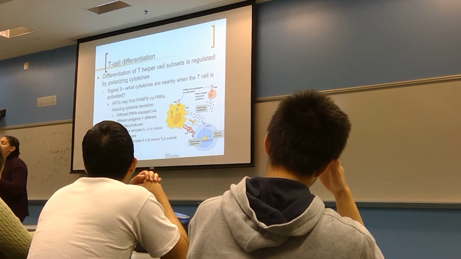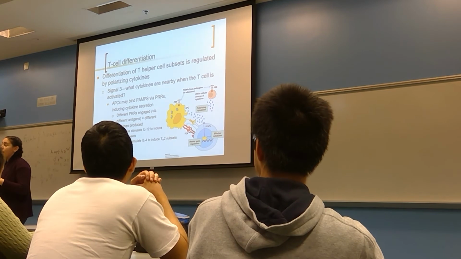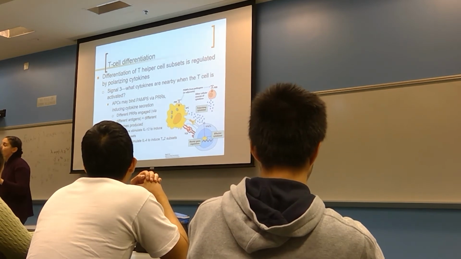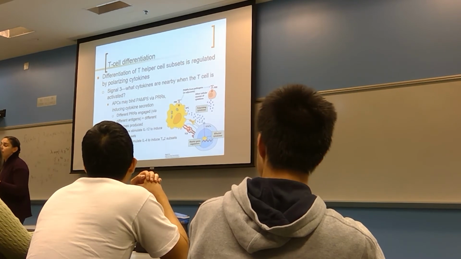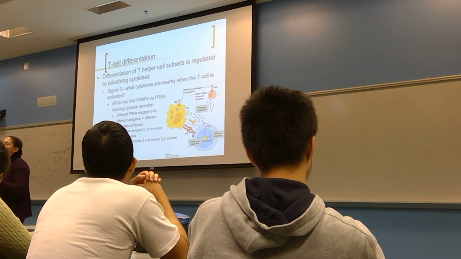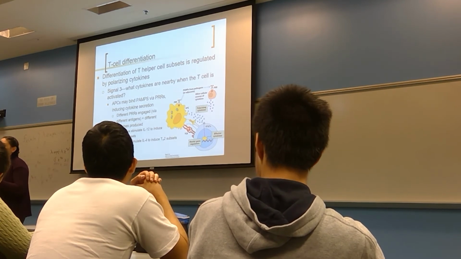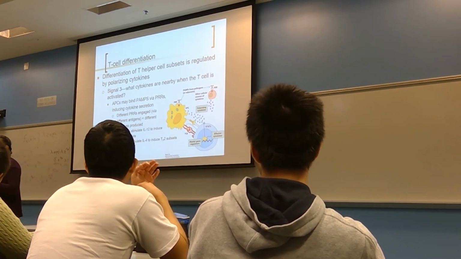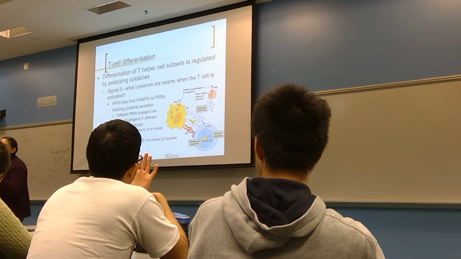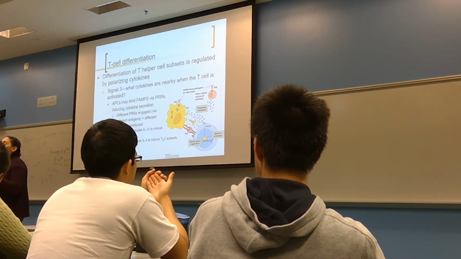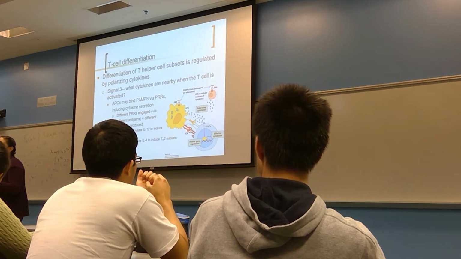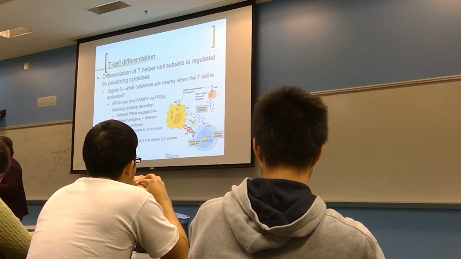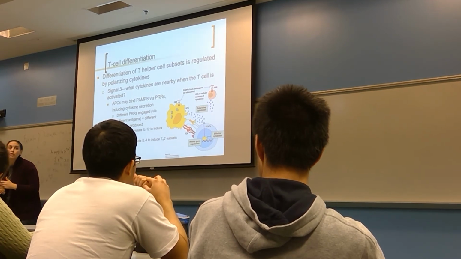Right, so the antigen-presenting cell is telling the T cell, I have a virus, I have a bacteria, or I have a worm. And so depending on that, it's going to release its cytokine. If it has a bacteria or a virus, it's going to release IL-12, that will make the T cell a T helper 1. And if it's a fungus or a big pathogen or a worm, it's going to release IL-4. And that'll make a T helper 2.